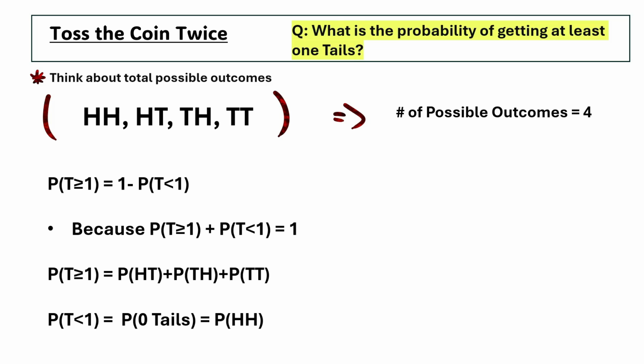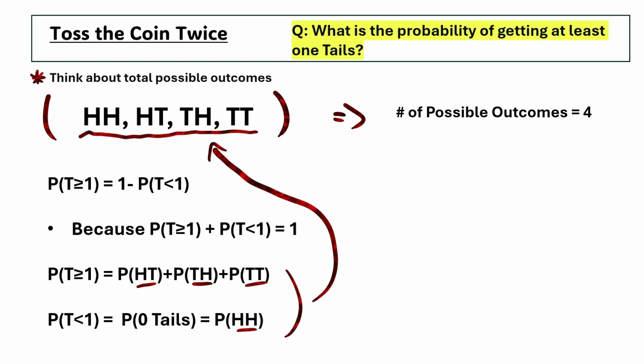Now you should note that probability of getting less than one tails equals probability of getting 0 tails, which then equals probability of getting heads heads after throwing the coin twice. So then if you look here, we have 4 events, HT, TH, TT, and HH. And these 4 events make up the entire space of total possible outcomes from our experiment. That means that if you add the 4 probabilities that you see down there, you're going to end up with 1. And that's exactly why probability of getting at least one tails is going to equal 1 minus probability of getting less than one tails.